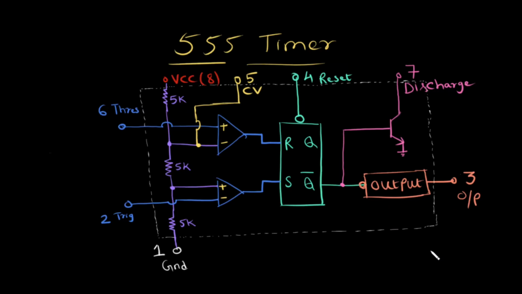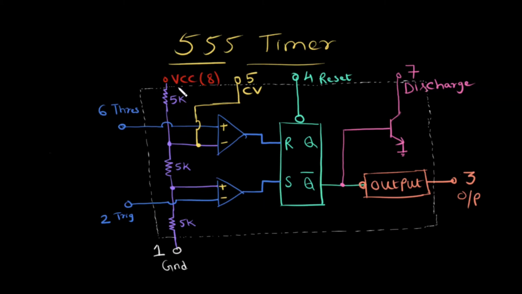In this video, let's discuss the internal block diagram of the 555 timer. The internal block diagram of the 555 timer can be divided into 4 different blocks. The first block is the resistor divider network, the next block is the comparator block, next is the flip-flop block, and next is the output block. So let's look at the first block, which is the resistor divider network.